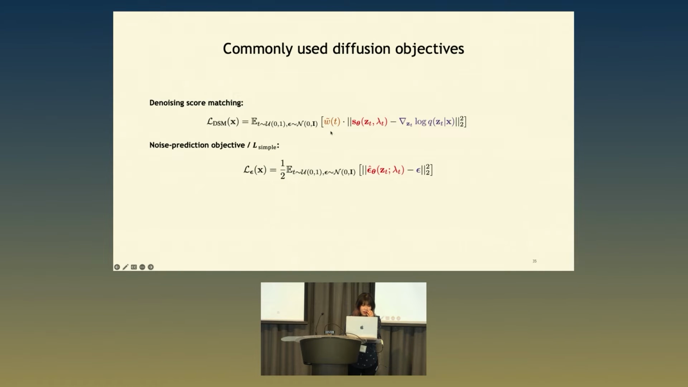We can have this very commonly used noise prediction, or L-simple, training objective, which essentially ignores any weighting terms in front of this L2 distance between the predicted noise and the ground truth noise added to the sample. And finally, we have this ELBO, which corresponds to having an extra term in front of this L-simple objective.